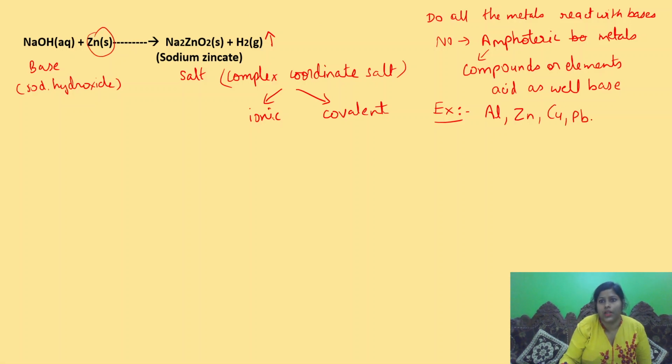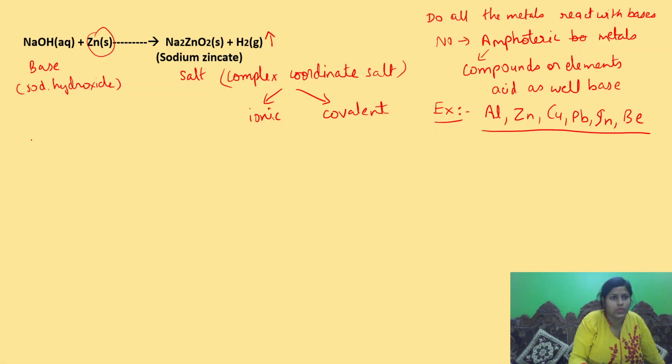Copper, lead, tin, beryllium, these are all amphoteric. So they will form a particular salt and their name can be like sodium aluminate, zinc aluminate, sodium berylliate. So these will be formed by reaction with bases.